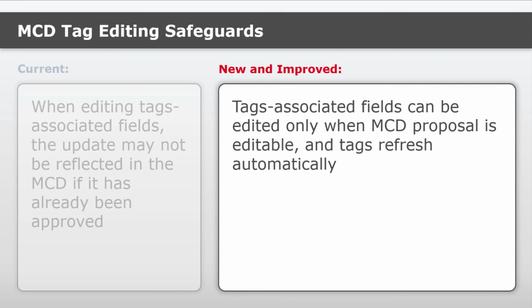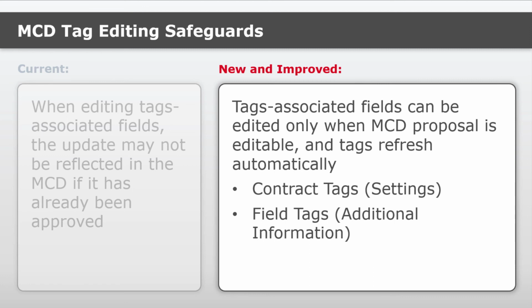This will allow users to update tag information related to the MCD as needed without the risk of conflicts or having to manually refresh the tags in the master contract document. This is focused on fields managed locally in the contract, specifically contract tags in the settings area, and field tags in the additional information area. Be aware that depending on whether or not dynamic clauses are conditionally included in MCDs, editing a field in these areas may result in a clause being added to or removed from the initial MCD.